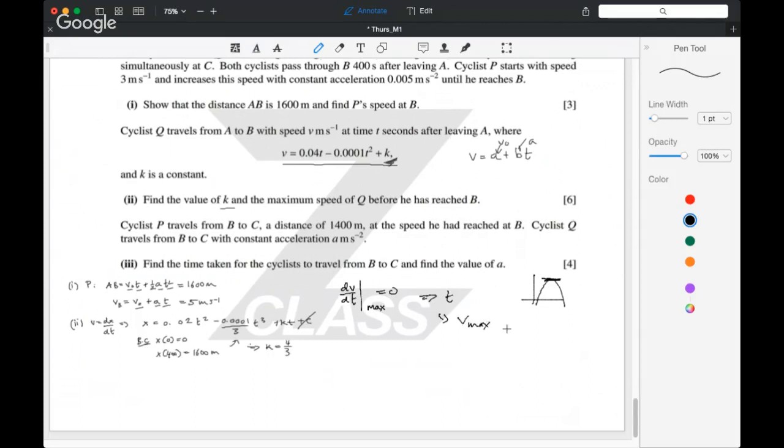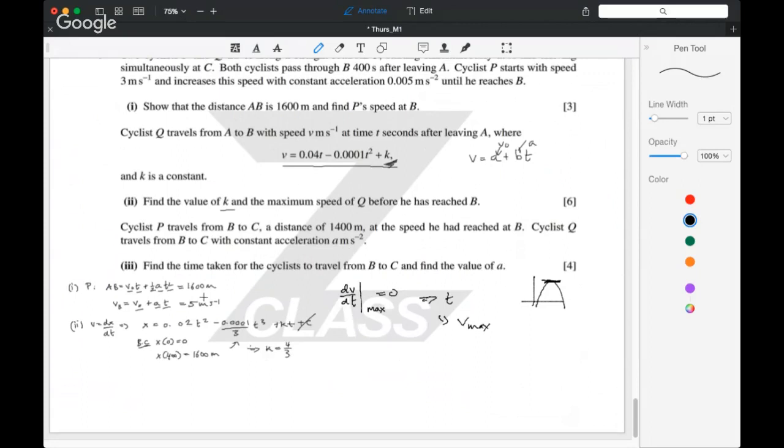Okay, last section, last question. Find the time taken for the cyclist to travel from B to C, and then find the value of a. So this has got two bits. The first part, it's much easier just to use cyclist P, because as we see here, he's now traveling at a constant speed. He accelerates until he gets to B, and then he just stops accelerating. So a constant velocity is a joy because we don't have to worry about it.